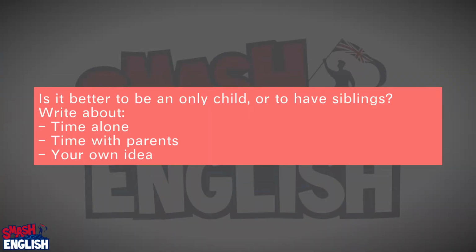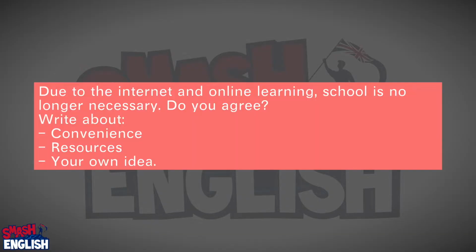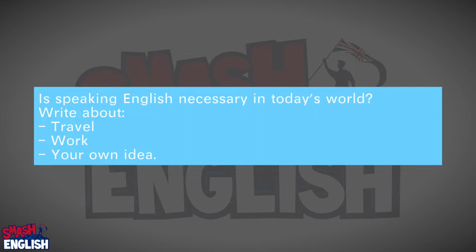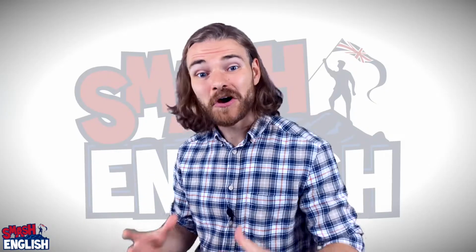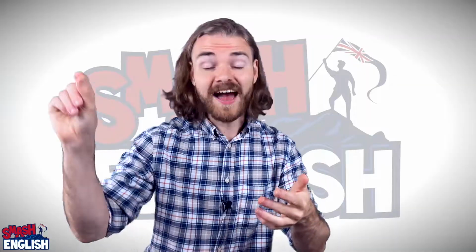Here, the topic is having siblings. The question is whether it is better to have siblings or not, but that is not the topic. The topic is more general than the question. In this case, siblings in general. Here, the topic is online friendship. Here, the topic is school or education. Here, the topic is speaking English. Again, notice that the topic is more general than the question. So once you have identified the topic, write it down.